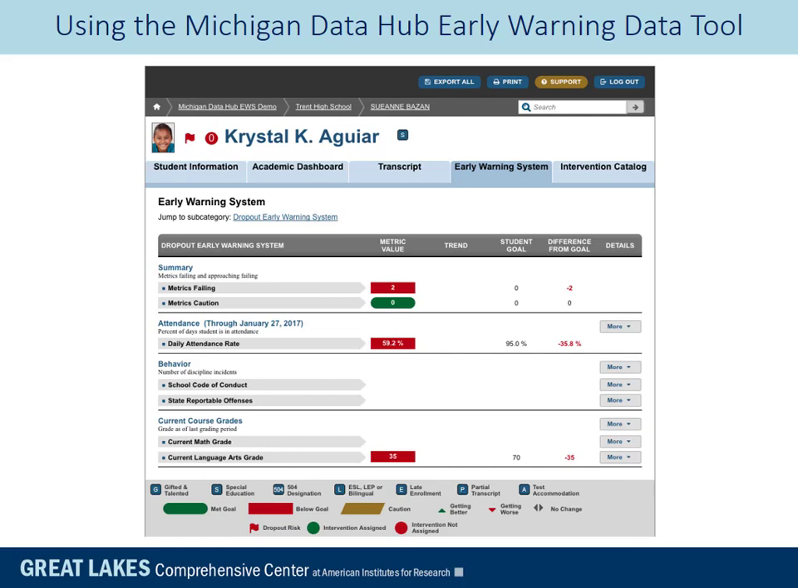The Data Hub's Early Warning Data Tool provides data at the student, school, and district levels for each early warning indicator. Here you see a student summary page that contains red and green flags, signifying whether the student has reached a warning threshold, a red flag, or is above the warning threshold, a green flag. A caution flag would appear if the student were approaching a red flag. The dashboard in the Michigan Data Hub provides attendance, behavior, and course performance data from students' prior school years, as well as credits toward graduation, and whether the student is on track to graduate based on grade level.